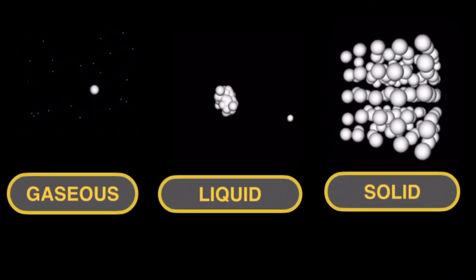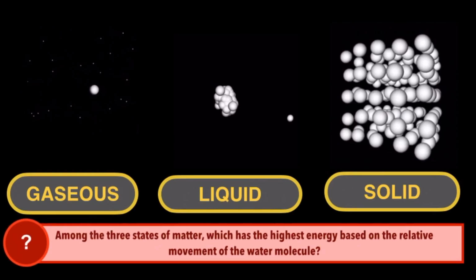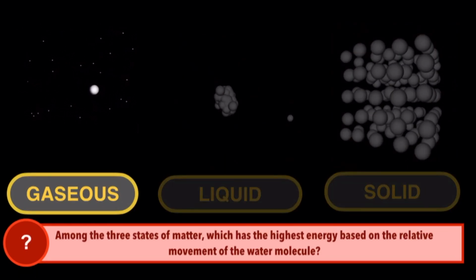In a nutshell, we can see that the three states of matter have very obvious differences in terms of their molecular structure. Based on this arrangement, which state of matter do you think has the highest amount of energy? I will give you a moment to think about the answer. You may pause the video for a while. If you are thinking that gases have the highest amount of energy, your answer is correct.